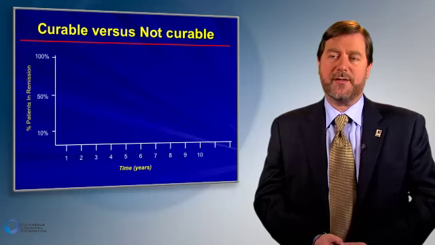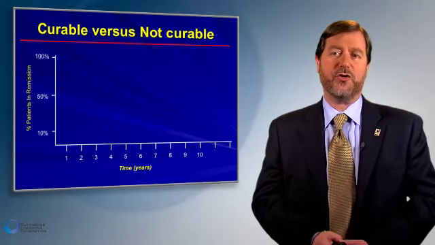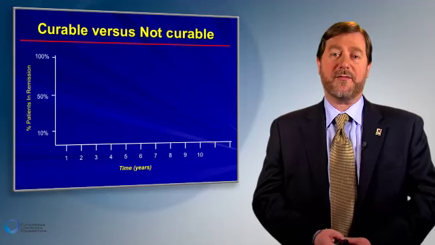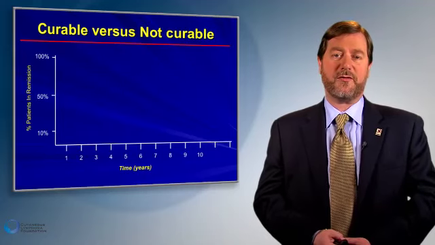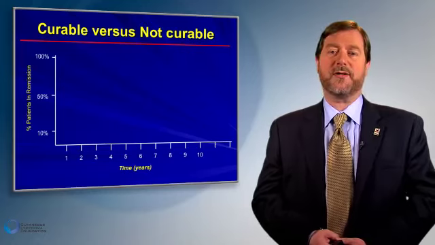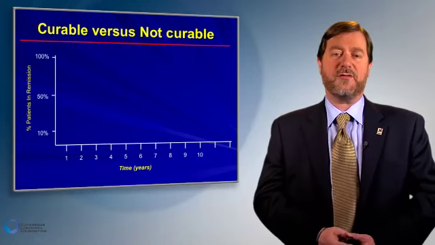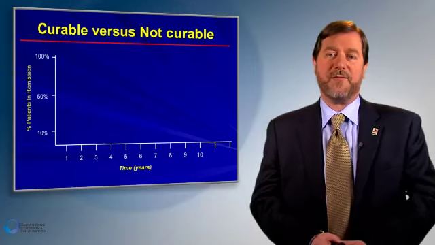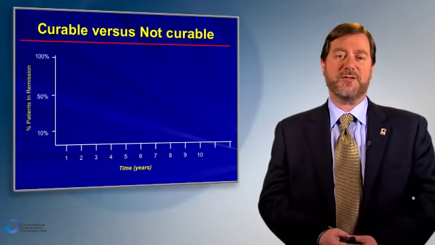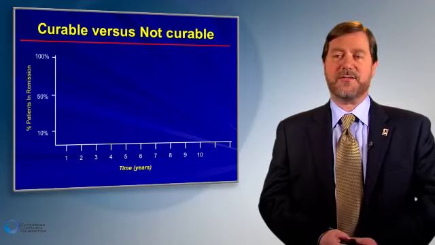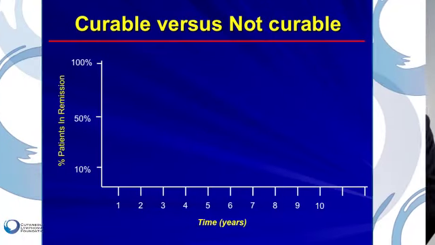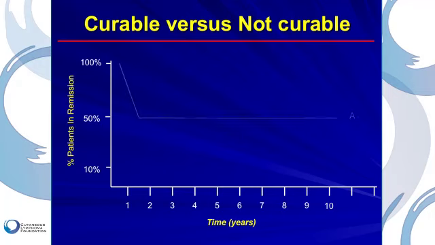I want to illustrate in a couple of slides the definition of cure, so that it is clear how some of the so-called survival curves can be interpreted in the subsequent slides. On this graph, on the y-axis you have the percentage of patients in remission, and on the x-axis you have time in years. Now imagine a particular type of lymphoma that we're going to call A, that shows at the end of treatment the patients are all in remission, and over a period of 2 years there's a gradual drop in the patients in remission, with many patients relapsing.